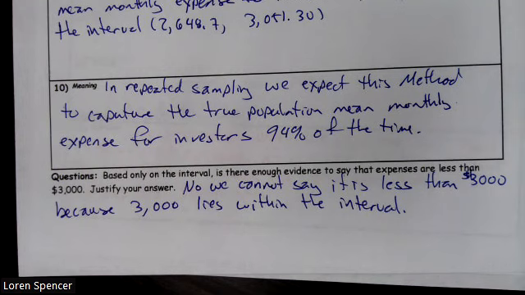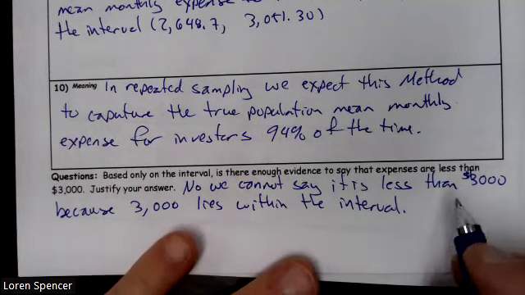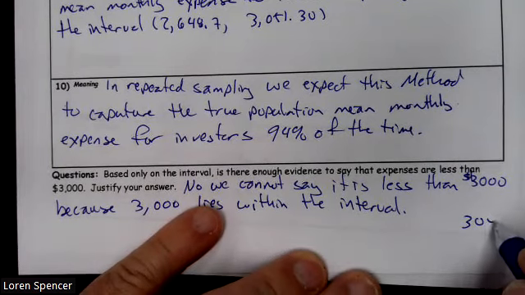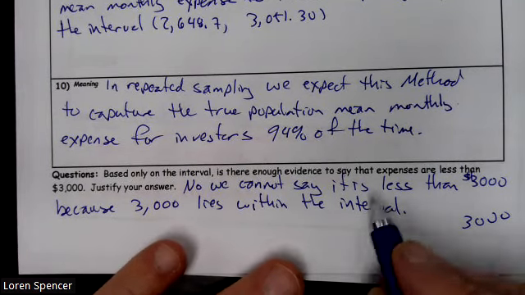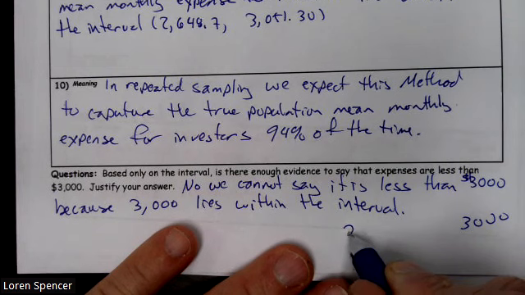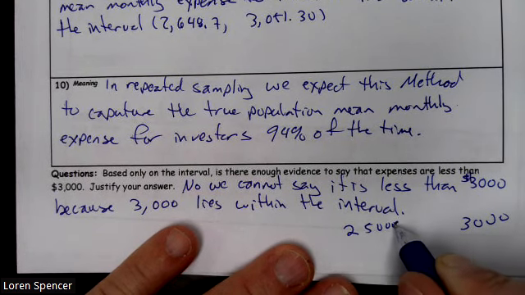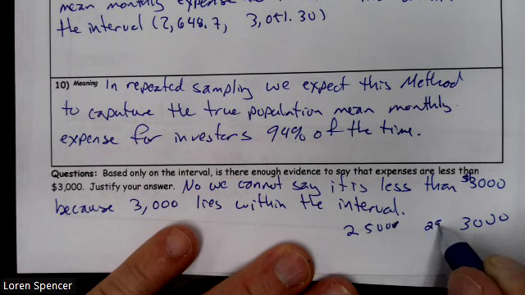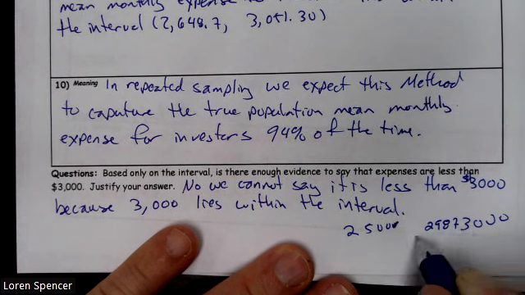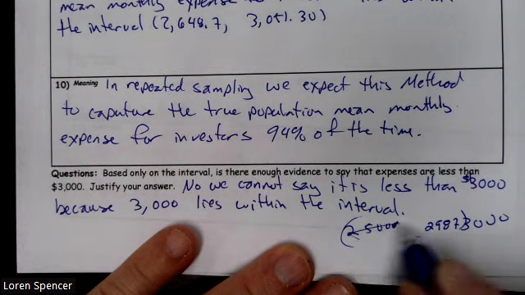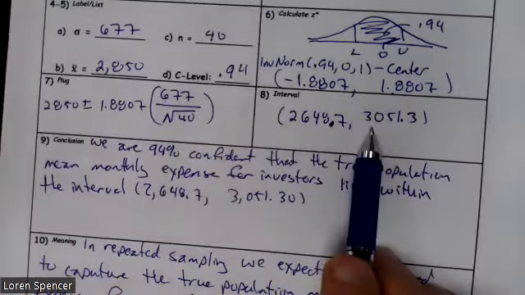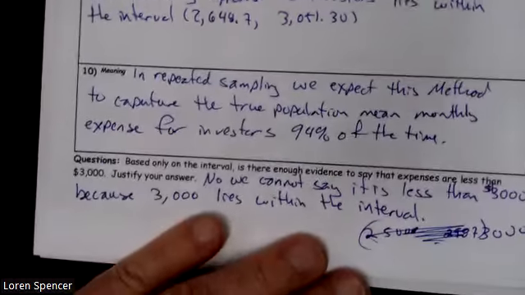All right, for the interval to show that it's less than 3,000, we'd have to think of a number line. There's 3,000, and maybe our interval went from 2,500 to 2,987. Something that didn't include 3,000, but our interval included 3,000. So nope, can't say it.